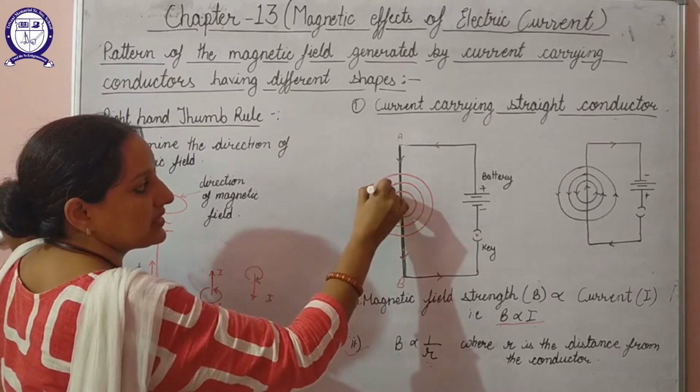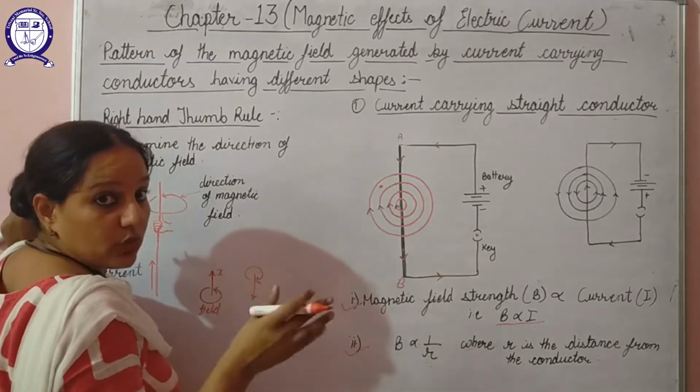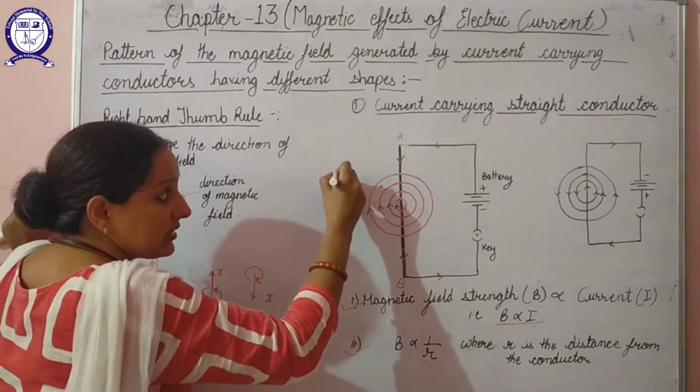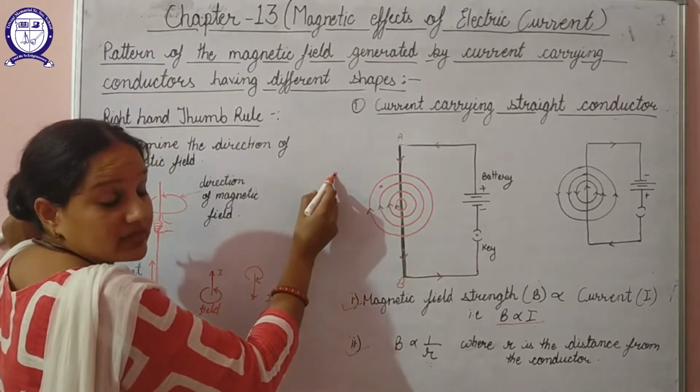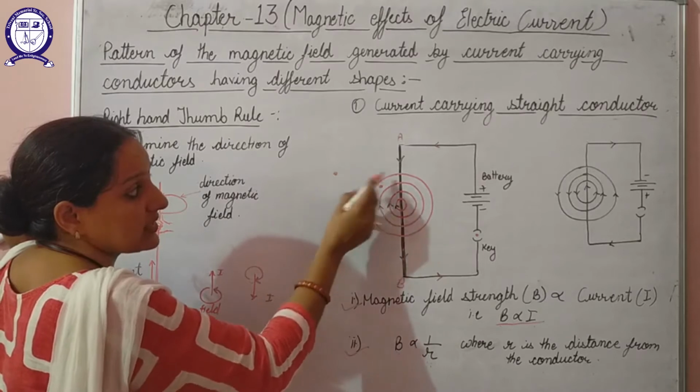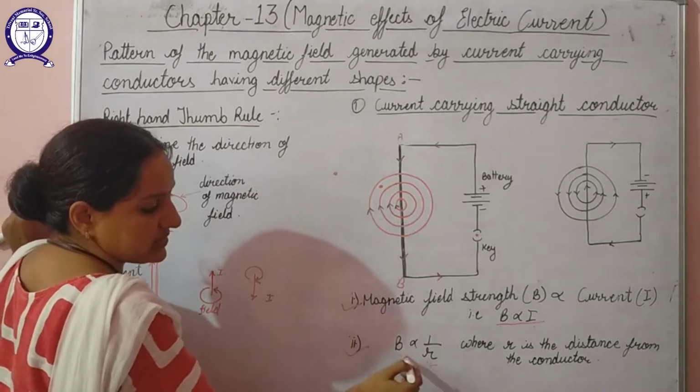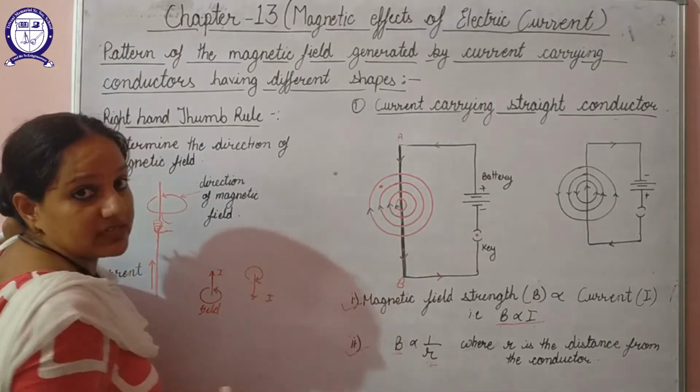If we measure the magnetic field strength at this point, obviously it will have some value, but if we compare it at this point, the field strength will be lesser. Why? Because here the distance from this conductor has increased and it is inversely proportional to the field strength.